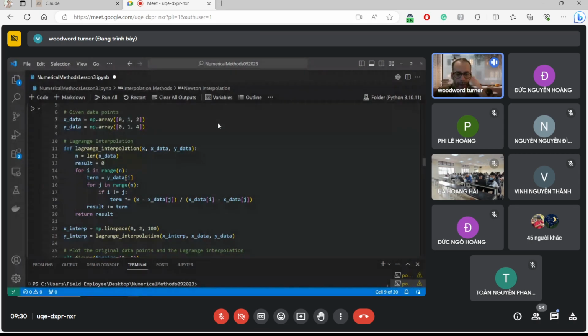And so for i in range n, which is the length of our data, however many points we have, we have a term, which is the y value data of i. So the first one will be y0, and that's 0. The next one would be y1, which is 1. And the next one would be y2, and y2 is 4. And then we add another loop for j in range n, and we don't want i equal to j, remember. So if i is not equal to j, we'll take our term and multiply it.